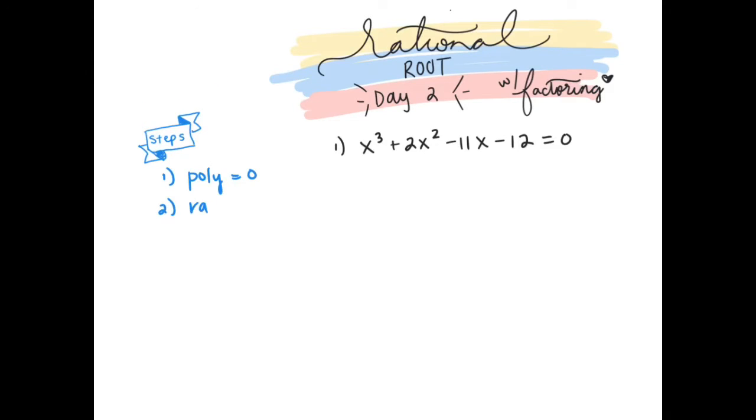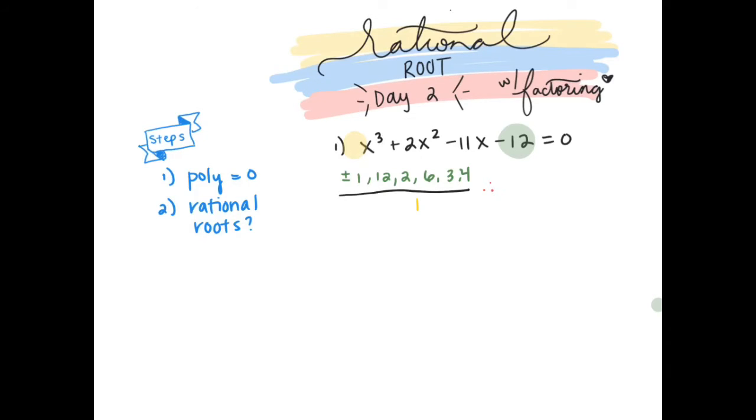polynomial equals 0. Typically, in rational root theorem problems, it's already going to equal 0. After that, determine the possible rational roots. That's what we did last class. So I'm going to take a look at my constant and ask myself what 2 numbers multiply together to give you 12. 1, 12, 2, 6, 3, and 4.